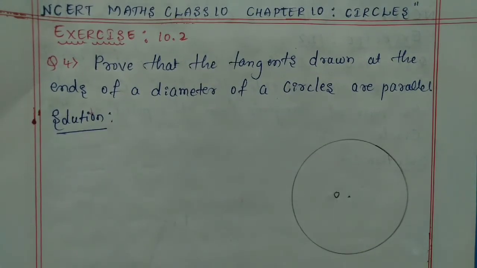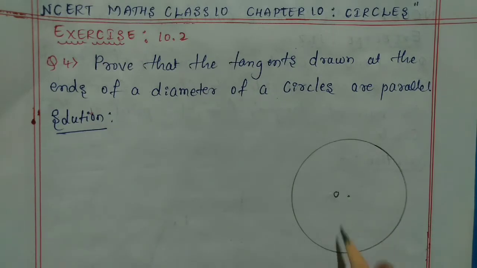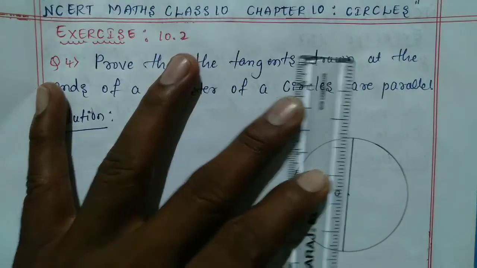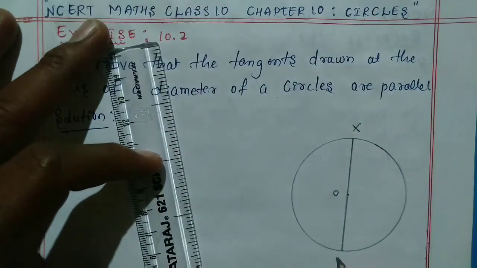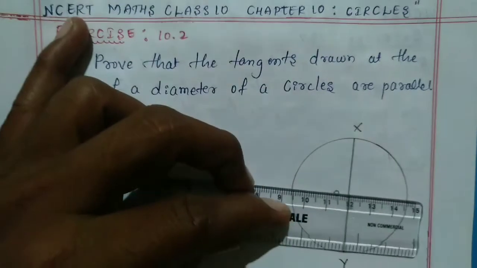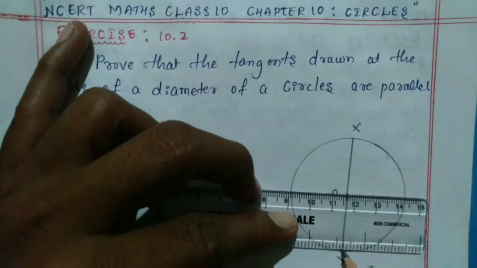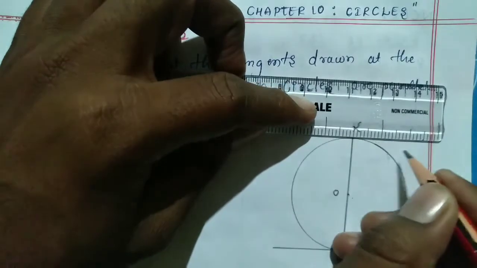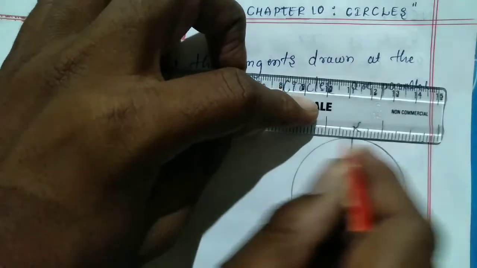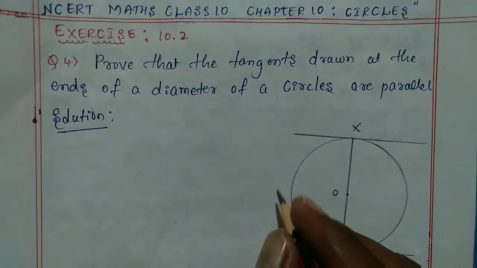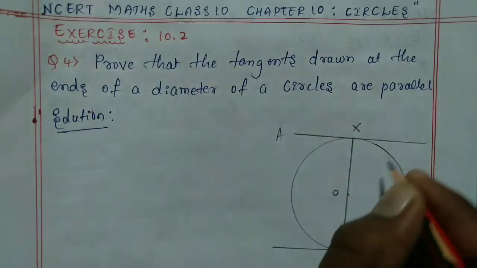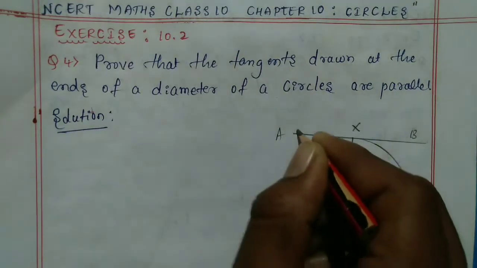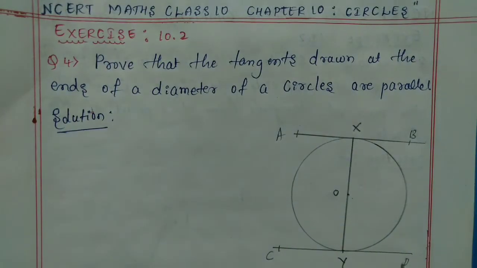So here, first you can draw one circle, and O is the center of the circle. Next I will draw one diameter, that is XY. After that you can draw two tangents at the ends of the diameter, X and Y. This is one tangent and this is another tangent. So these two are the tangents at the ends of the diameter. You can call them A, B, and C, D.